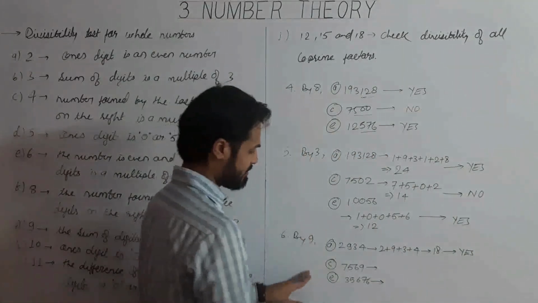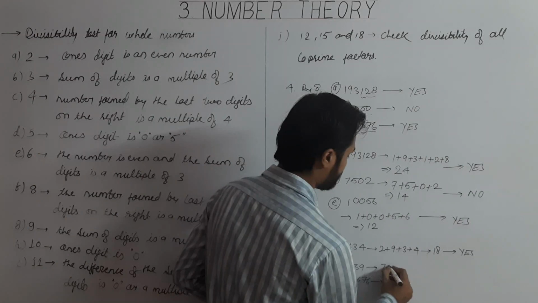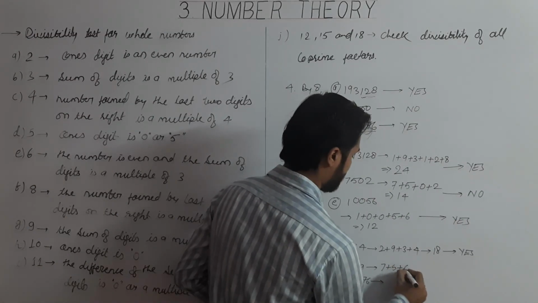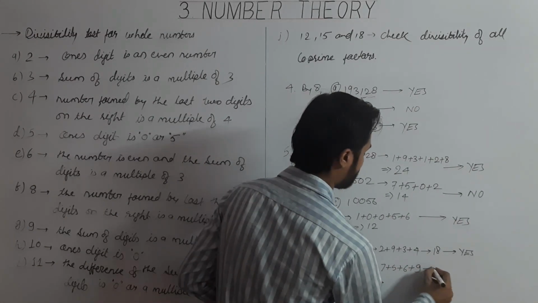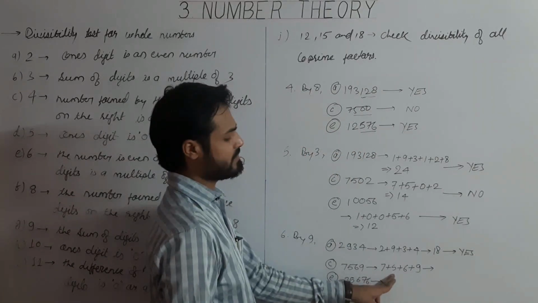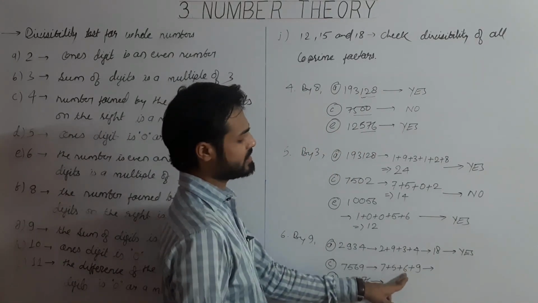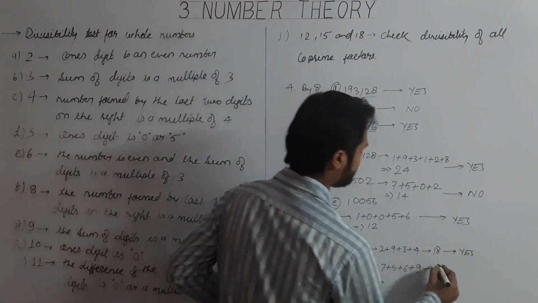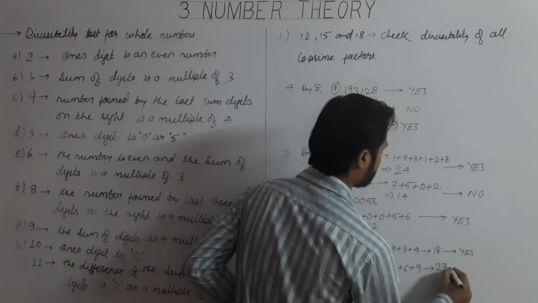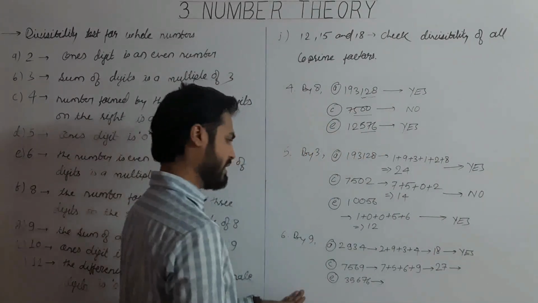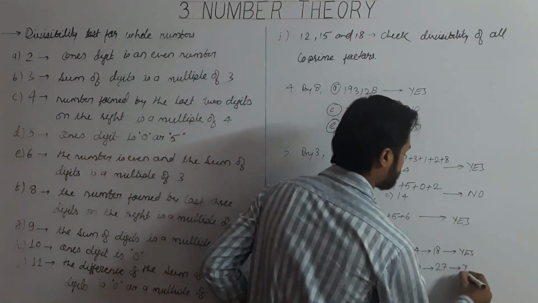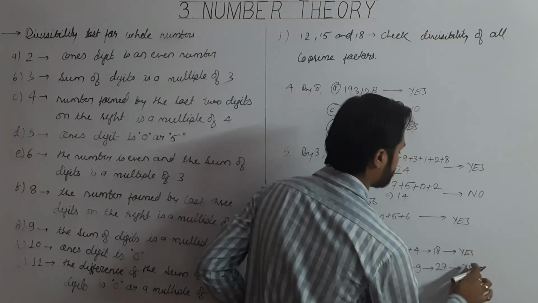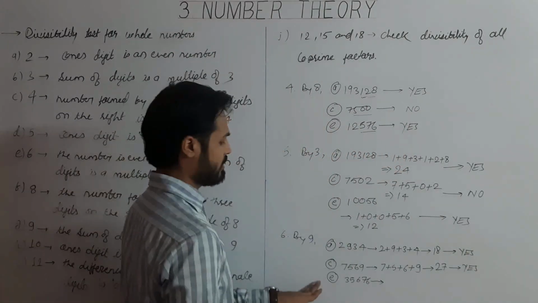Answer is yes. Next number 7, 5, 6 and 9. 7 plus 5 is 12. 12 plus 6, 18. 18 plus 9 is 27. 27 is also a multiple of 9. So this number is divisible by 9.